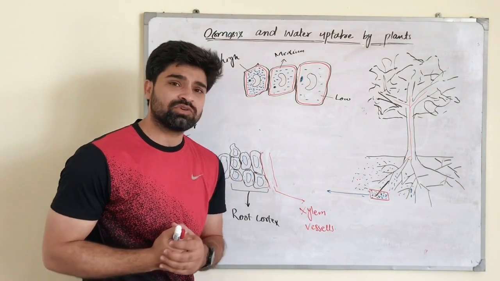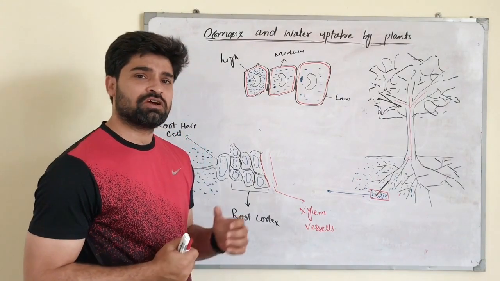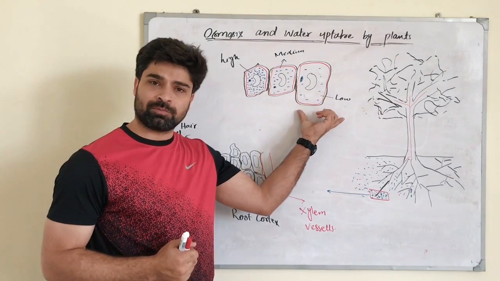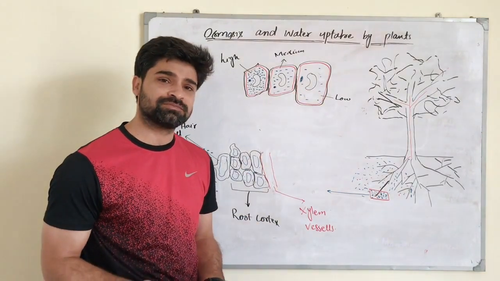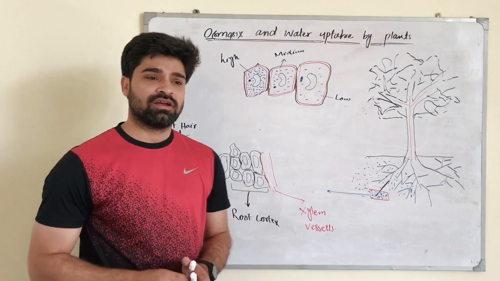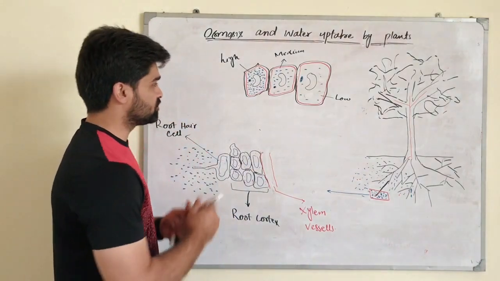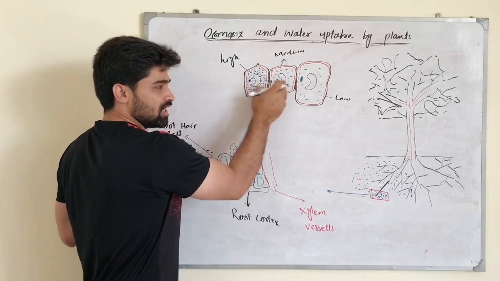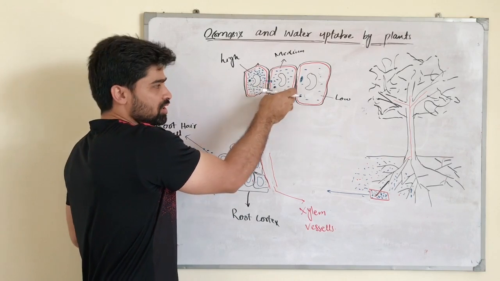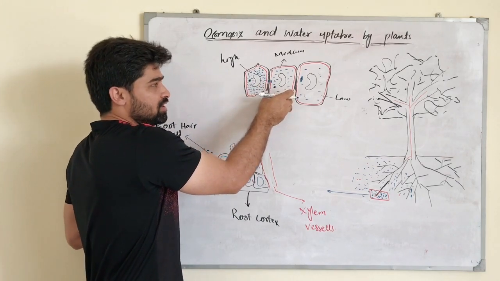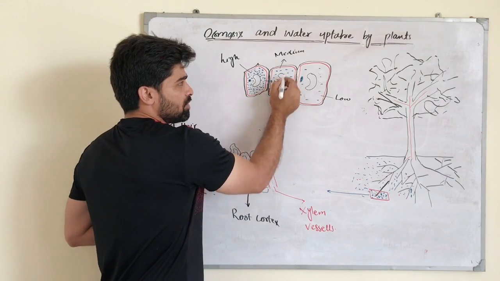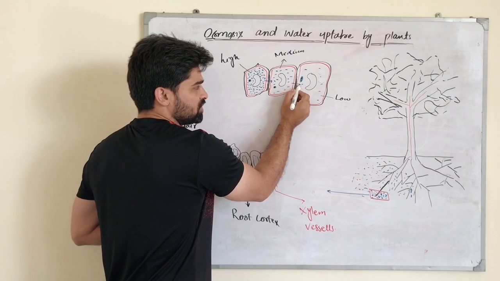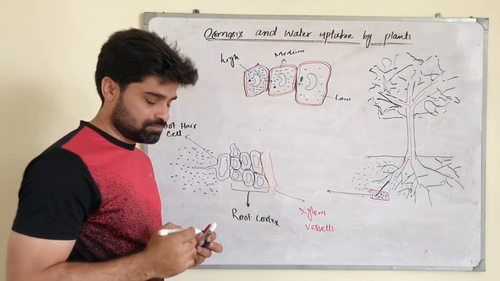So as we know, during osmosis, water moves from the high water potential to the low water potential. So my dear students, in this picture, what will happen? Water will move from this cell to this cell, from the high water potential to the medium water potential, and after some time that water will move from the medium water potential to the low water potential.